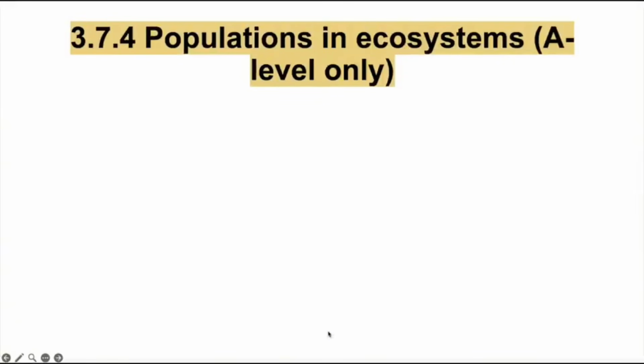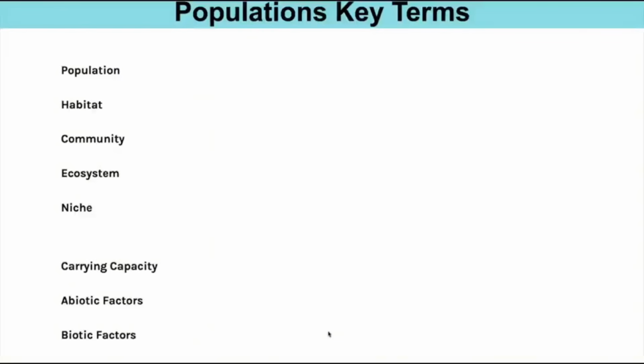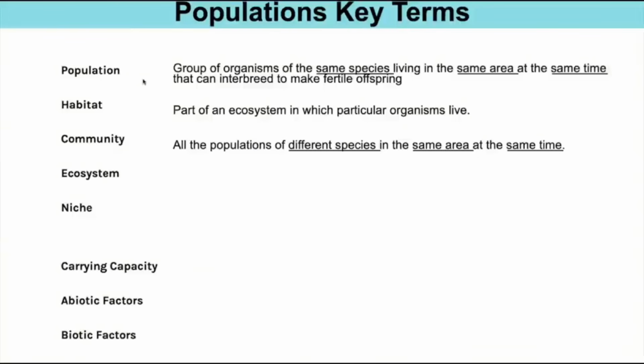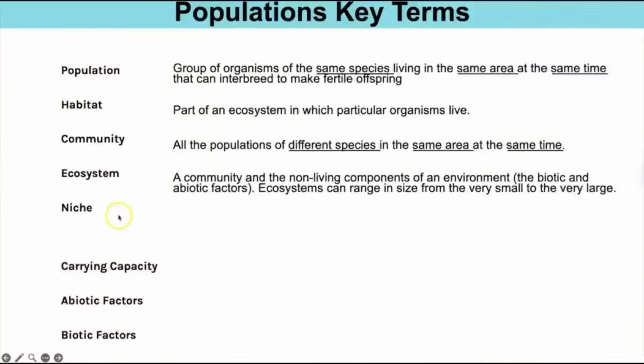Next then, 3.7.4, populations in ecosystems. And again, lots of key terms here. Population is a group of organisms of the same species living in the same area at the same time, and they can interbreed to make fertile offspring. Habitat is the part of an ecosystem in which a particular organism lives. Community is all the populations of different species in the same area at the same time. Ecosystem is a community and the non-living components of the environment.